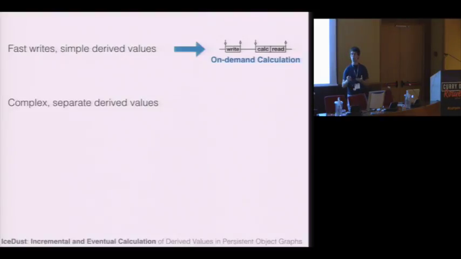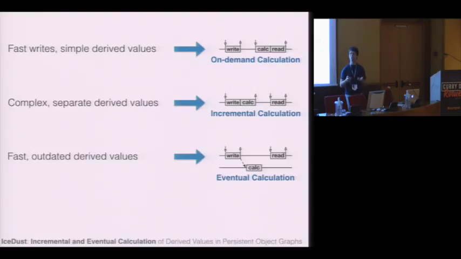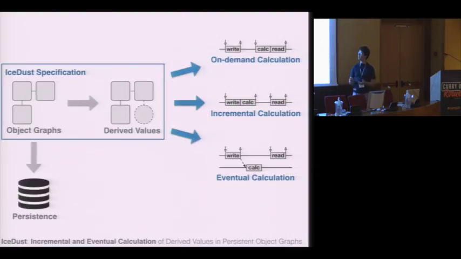If we have more complicated derived values, but they are separated, and they have concurrent workloads, we can use the incremental calculation. But if you want to have fast calculation always, and you don't really care that your values might be a couple of seconds out of date, then you can use eventual calculation. Now, it's very important that we can generate all of these from the same IceDust specification because you might not know upfront which ones you need.